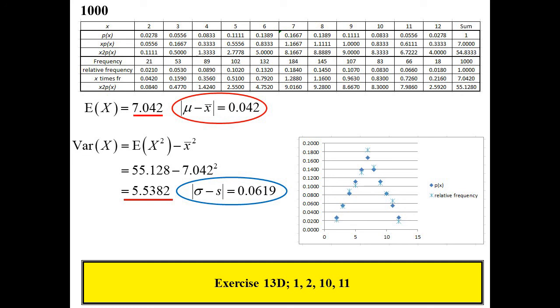All right, look, I'm only going to do 4 questions. It's out of 13D.